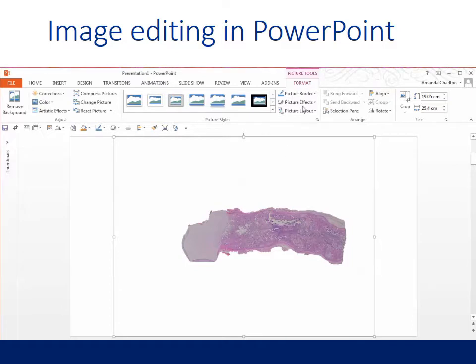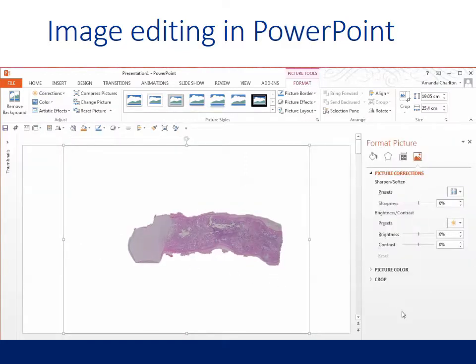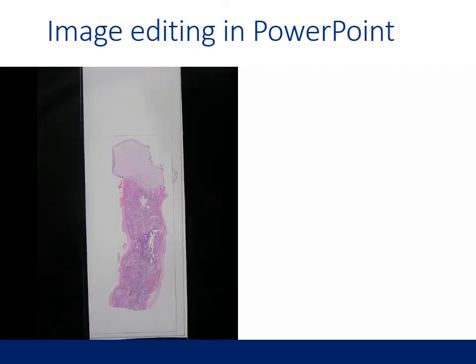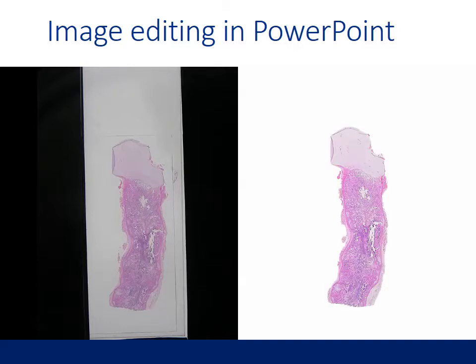Click on the picture, Picture Tools, Corrections, Picture Correction Options to bring up the Format Picture window with sliders. The picture correction options that worked for this image are Sharpness plus 25%, Brightness plus 11%, Contrast plus 35%, Saturation plus 105%, Color Temperature no change. Remember, we did custom white balance at capture. We can move from import of image to final PowerPoint in less than 1 minute.